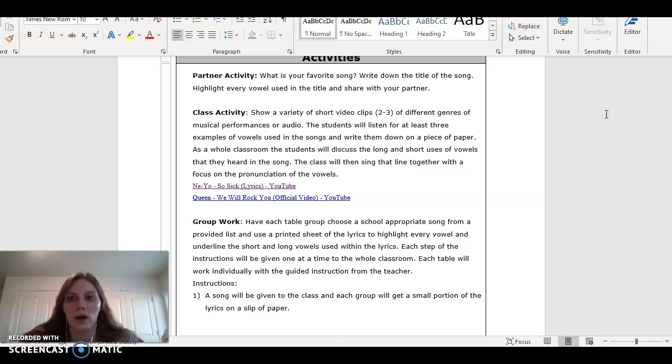And on the whiteboard, I'll have written up the vowels A, E, I, O, and U, the vowels in English, in big letters so everyone can see them.